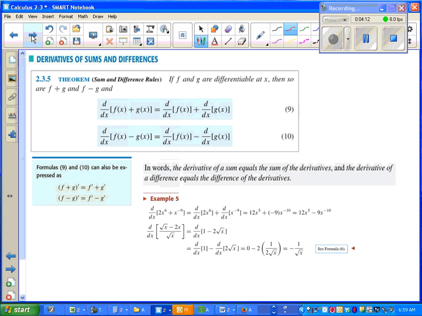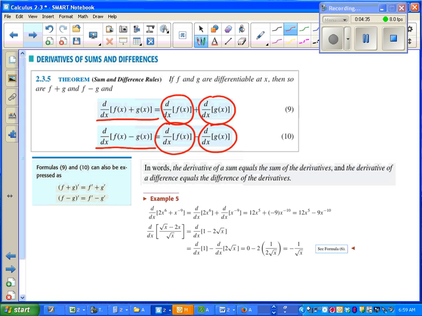The next theorem tells us something else that we like. It says if we've got 2 functions added together and we want their derivative, we can just take the derivative of each piece separately and add the answers together. Same thing works for subtraction. If we have 2 functions that are subtracted and we want the derivative of the whole thing, we just take the derivative of each piece and subtract them. So in our next example, we see a bigger function, 2x to the 6th plus x to the 9th. We break that into 2 smaller pieces that we know how to find the derivative of, and then add those answers together. And we're done.